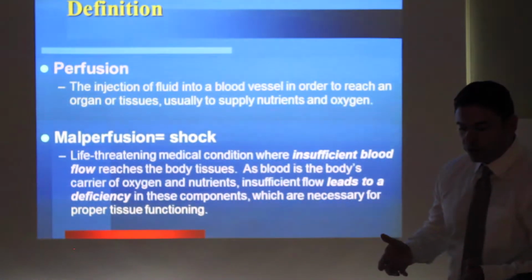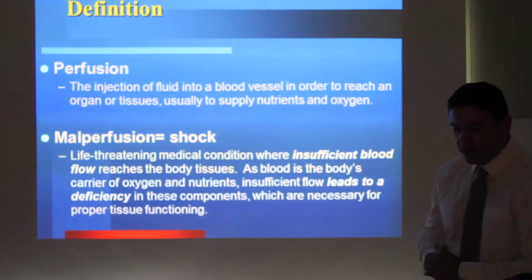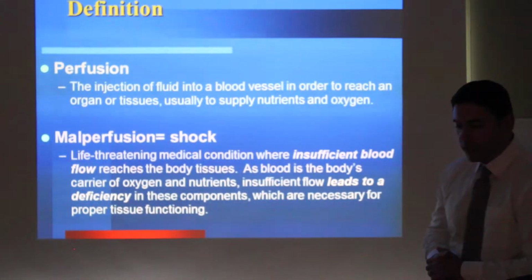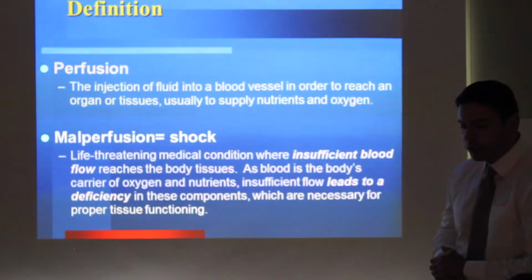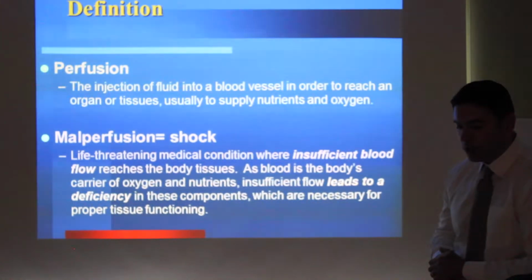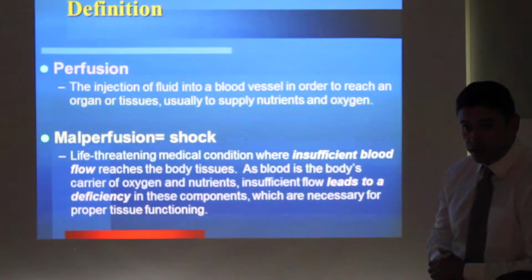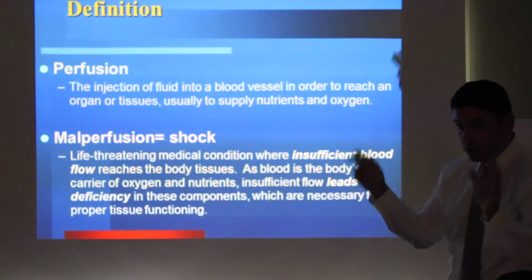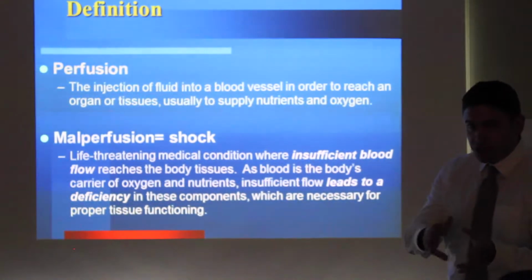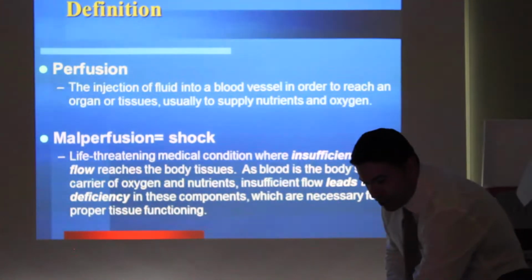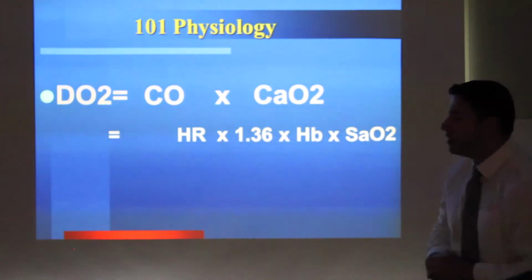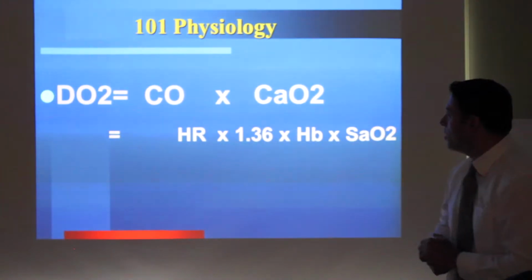So what's malperfusion? It's shock, which is bad. It's a life-threatening medical condition where insufficient blood flow reaches the body tissue. As blood is the body's carrier of oxygen and nutrients, insufficient flow leads to a deficiency in these components, which are necessary for proper tissue functioning. So this is the dictionary definition of perfusion. How are we going to translate this definition into the medical field?